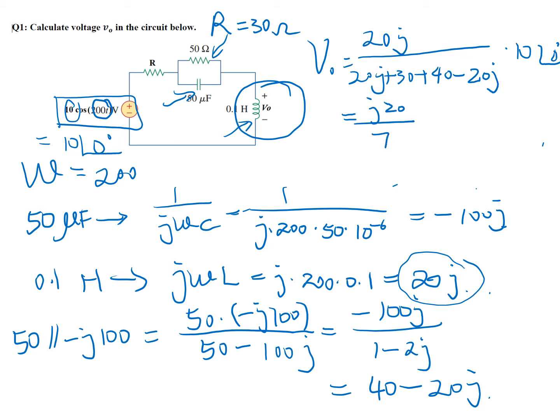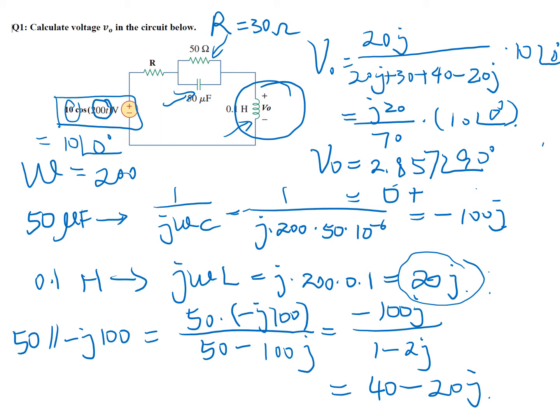That is 20j over 70 times 10 at an angle of 0 degrees. Vout is equal to 2.857 at an angle of 90 degrees. And in rectangular form, you get 0 plus j2.857 volts.